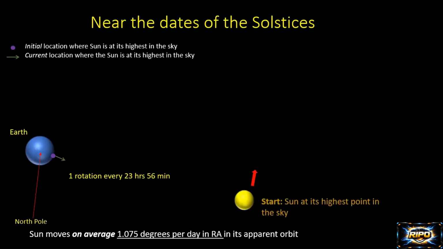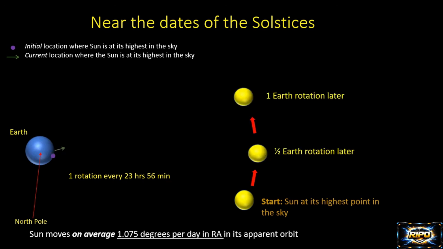Around the time of the solstices in June and December, when the right ascension of the Sun is changing fastest in its apparent orbit, it takes slightly more than 1 rotation plus 4 minutes for the Sun to be at the highest point in the sky on the following day. So this means the solar day is slightly longer than 24 hours.